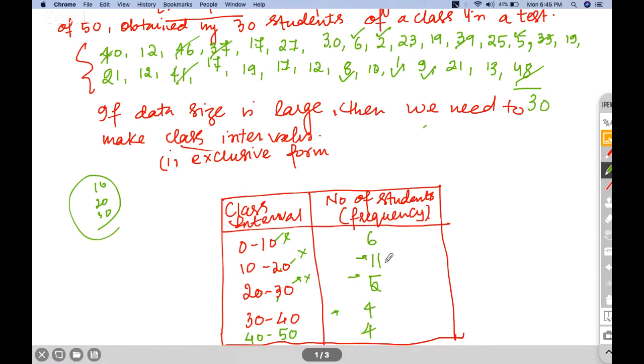Now what you should do is that after making this frequency table, the addition of these numbers, the frequencies, should add up to 30. So 6 plus 11 plus 5 plus 4 plus 4 is 17 plus 5, 22 plus 8, 30. So I get the number 30 here.